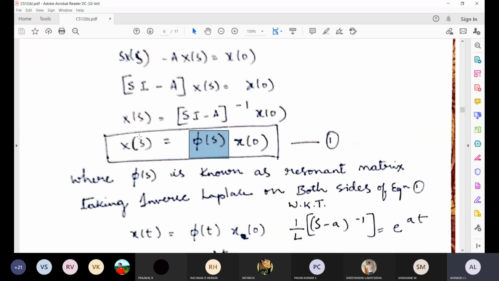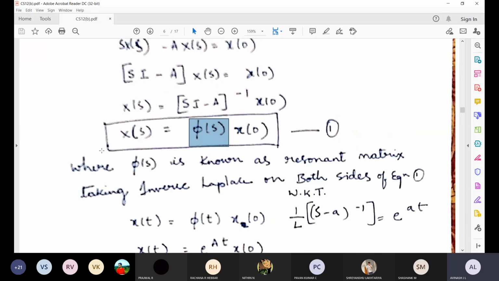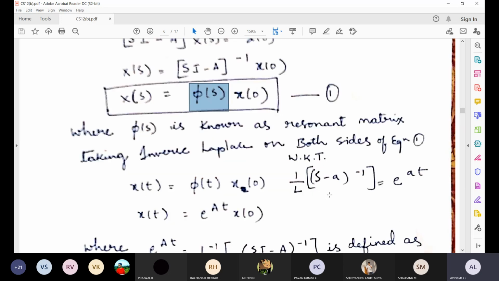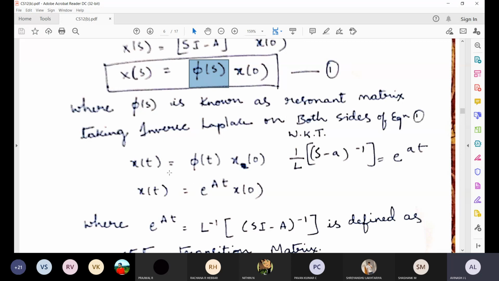So this is how we are going to find out the solution. We are going to find out the X(s) value. Here, Φ(s) is known as the resolvent matrix. Taking the inverse Laplace on both sides of the equation, we get x(t) will be equal to what? Φ(t) into x(0).